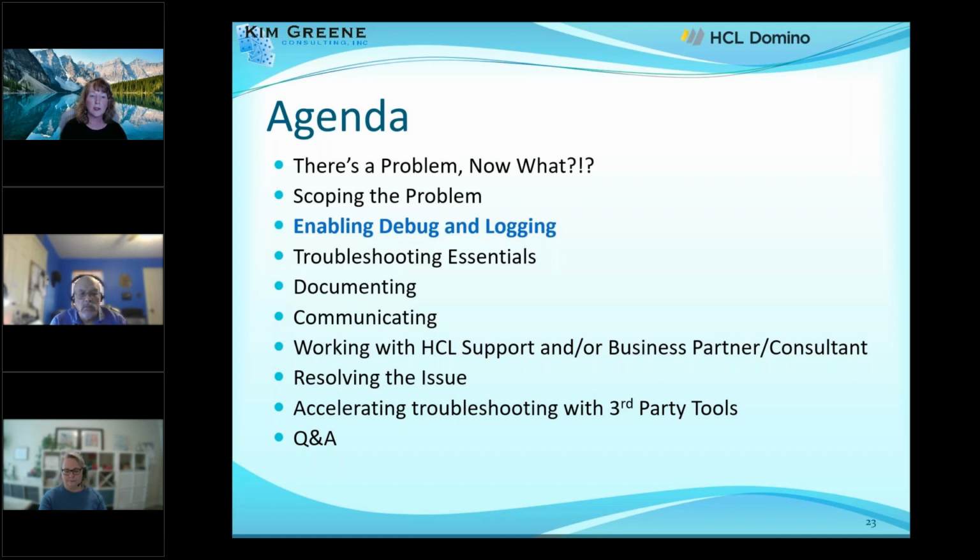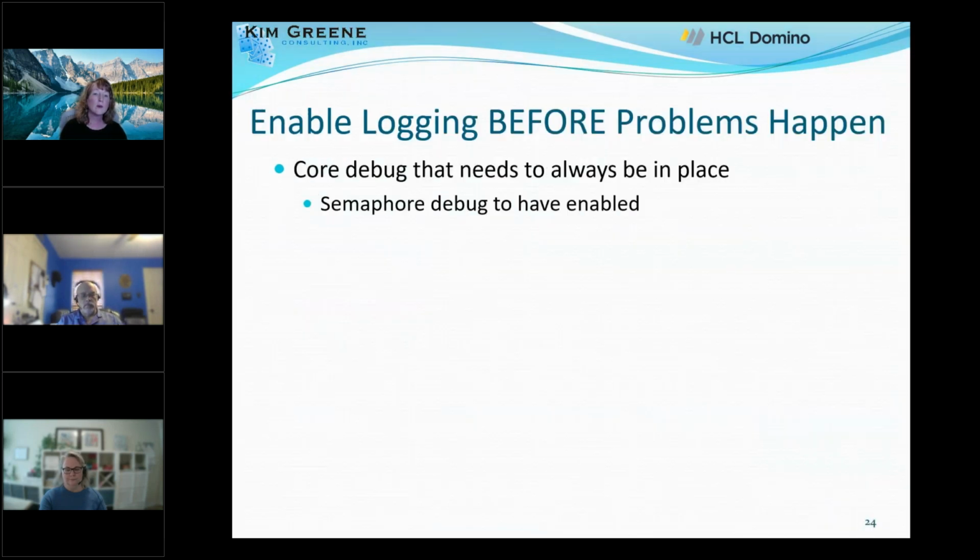So one of the next sections we're going to talk about is enabling debug and logging. This is really important to have in place so that you have the right data when you start doing your analysis. So some of the core debug: you don't want to always have debug on all the time, right? We know that's a heavy load on the server, but there is some critical core debug that should be in place all the time. And semaphore debug is one of the things you want to always have enabled.